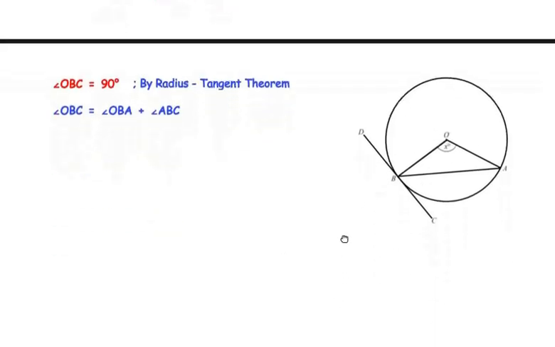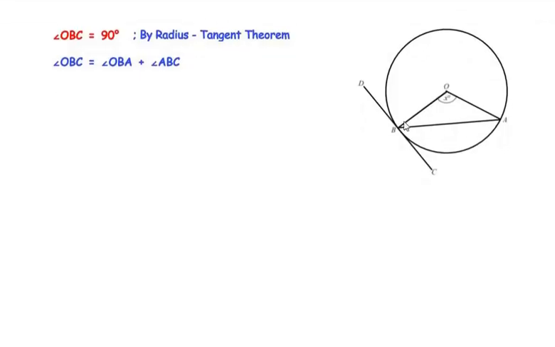Now we have a theorem which states that the radius always makes a 90-degree angle with the tangent touching it. So here we have written angle OBC, since OB is a radius and DBC is a tangent touching the radius at point B. So angle OBC will be equal to 90 degrees, that is by radius tangent theorem. Now we can see that this angle OBC is divided into two angles, that is angle OBA plus angle ABC. So here we have written angle OBC is equal to angle OBA plus angle ABC.